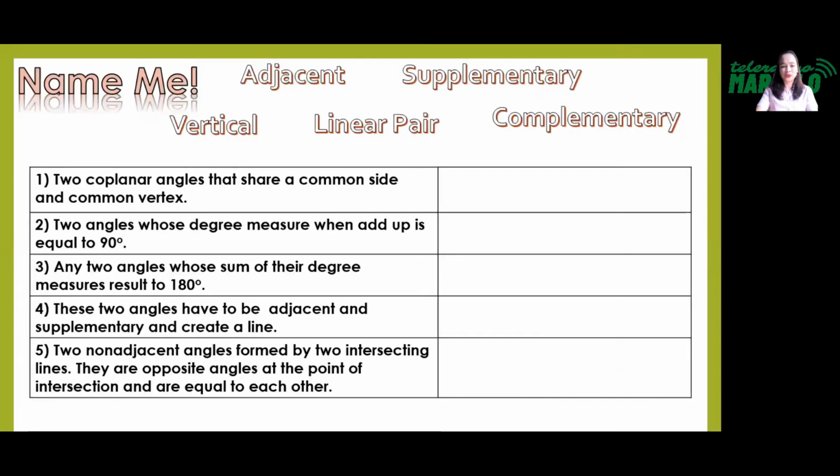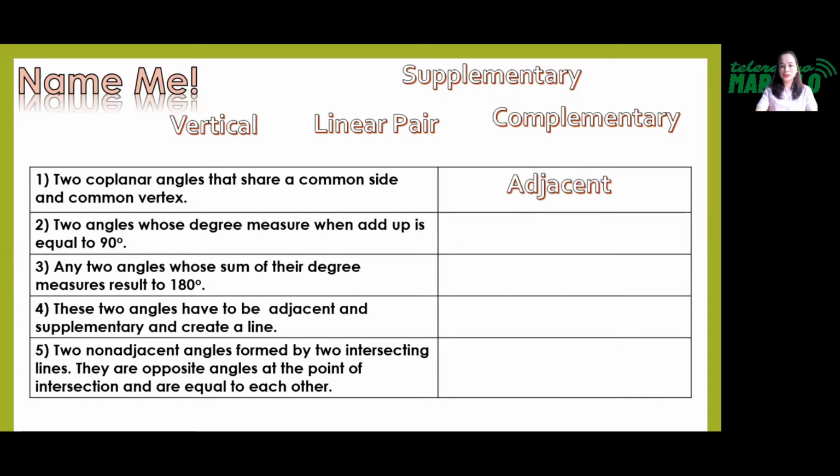But before we get to the core of our lesson, let us look back at the previous lesson that we've taken up by doing this Name Me activity. As the title suggests, you must name the angle pairs being described in the following statements. For number 1, two coplanar angles that share a common side and common vertex. If your answer is adjacent angle, that is correct.